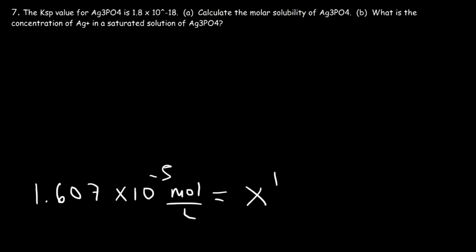Now let's move on to part B. What is the concentration of Ag plus in a saturated solution of silver phosphate? So how can we find the answer? Now I'm going to rewrite the reaction that we had in the beginning.